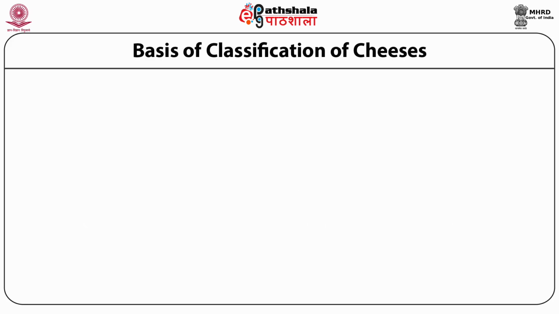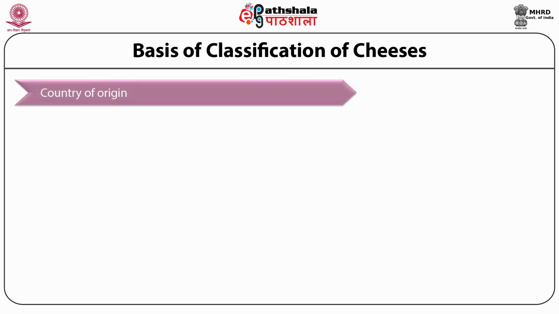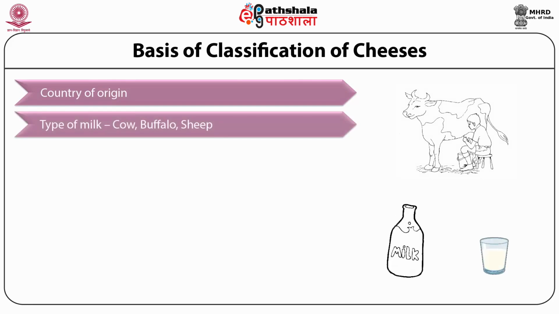Let us see the basis of classification of cheeses. The classification can be based on, number one, the country of origin. Second is the type of milk. For example, in India, especially, we use only either cow or buffalo milk. But then you can also use sheep milk, goat milk, and others too.